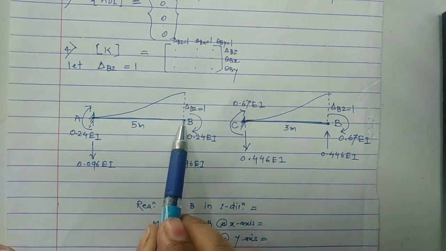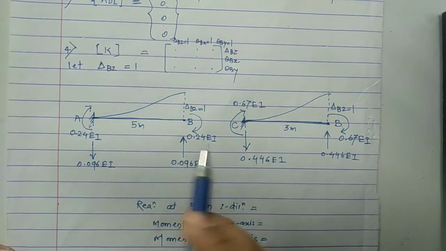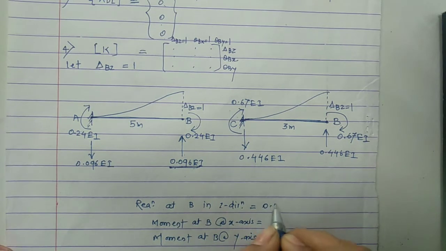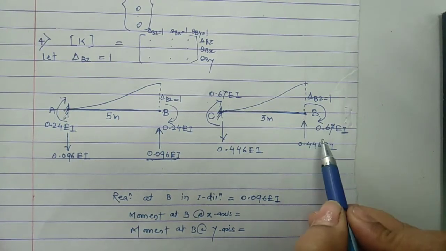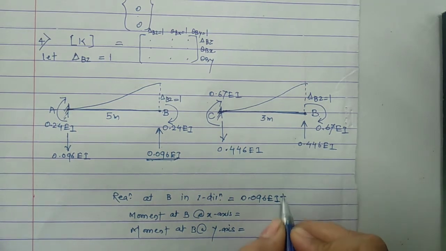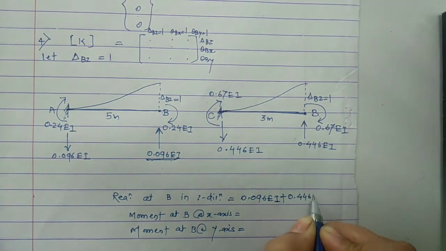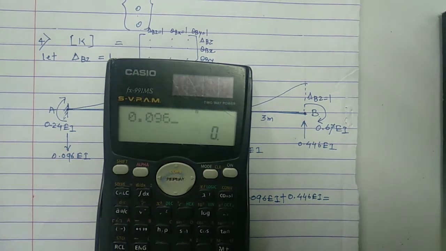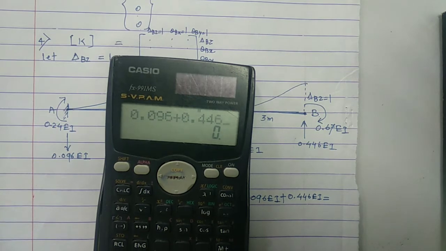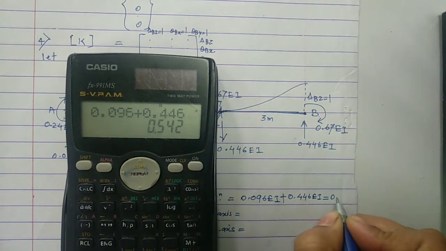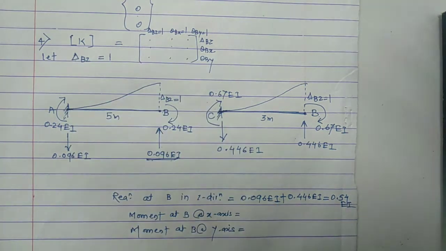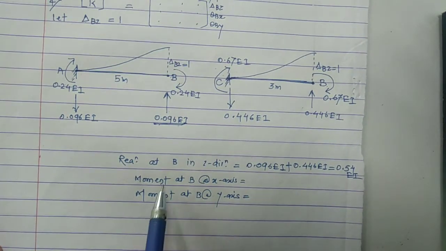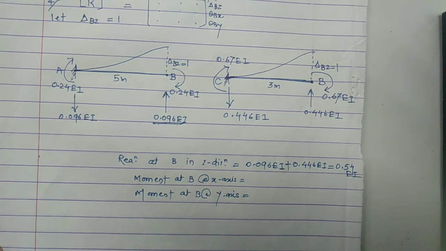Okay, so reaction at B for the AB member, that is this one, 0.096 EI. Reaction at B in the CB member, this is upward again, so plus 0.446 EI. So total will be 0.096 plus 0.446, 0.54 EI. 0.54 EI. Okay, now second, moment at B about x axis.